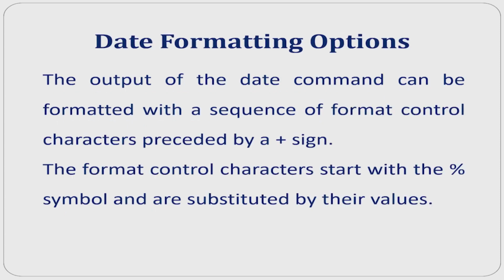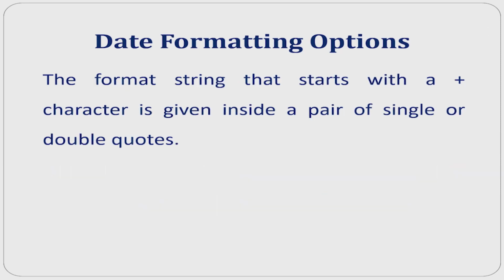The output of the date command can be formatted with a sequence of format control characters preceded by a plus sign. The format of control characters start with a percentage symbol and are substituted by their values. The format string that starts with a plus character is given inside a pair of single or double quotes.